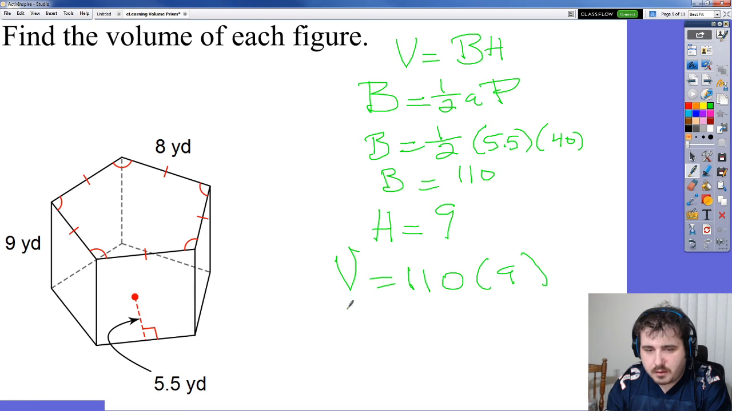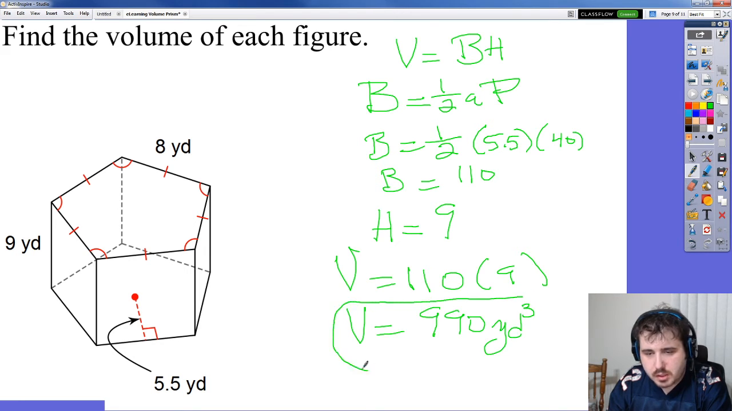110 times 9, 990. One good thing about having small numbers over here is you can basically just distribute the 9 to everything, right? 9 times 1 is 9. 9 times 1 is 9. 9 times 0 is 0. 990. No carrying, nothing complicated, which is nice. And then the units are yards, so volume means yards cubed.